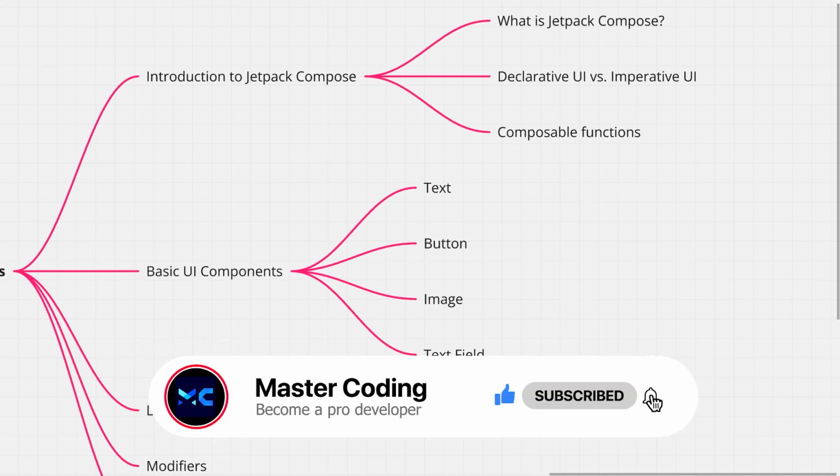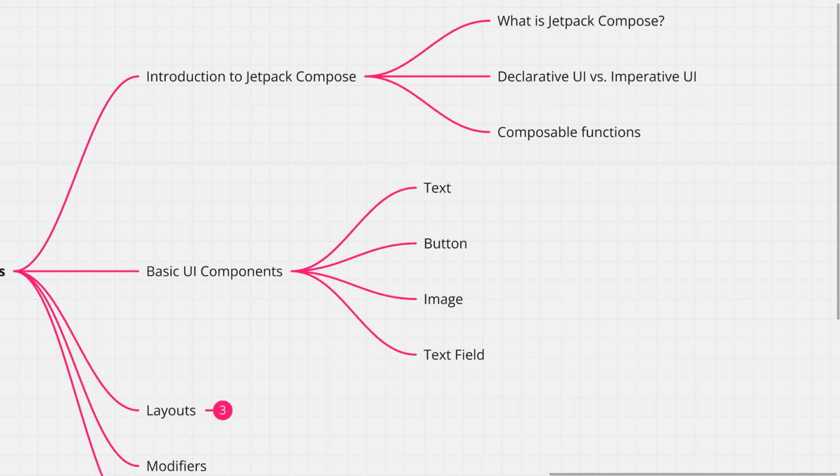These are the parameters. The button is a clickable UI element that triggers an action. You can include text, icons, or other contents. The image displays an image from a resource, URL, or drawable, and supports scaling, cropping, and other transformations. Text fields allow users to input text, and support hints, labels, and validation.